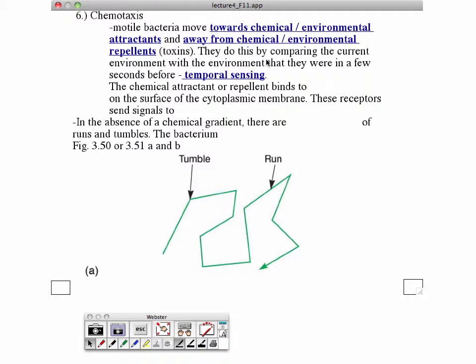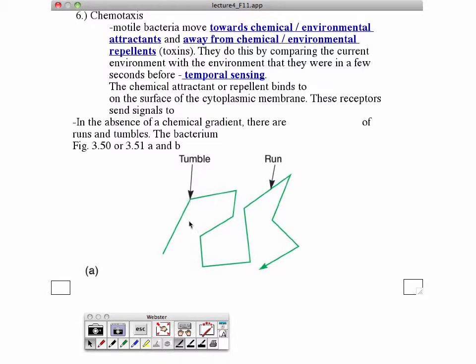But attractants are sensed at concentrations as low as 10 to the minus 8 molar. So they're very, very responsive to the food in their environment, whereas they're a little less responsive to the waste. And remember, they have to keep moving all the time to use that temporal sensing.